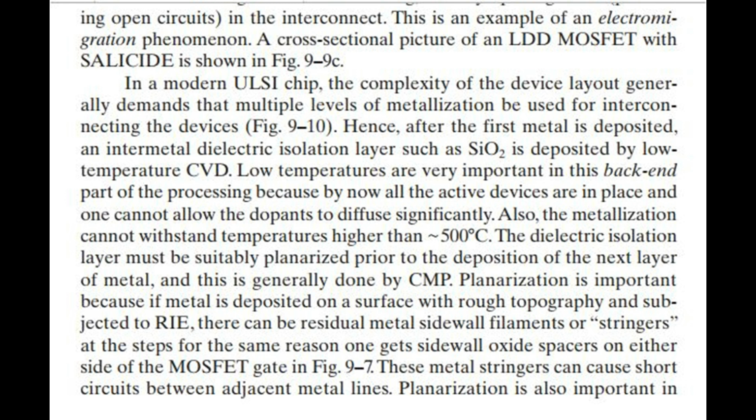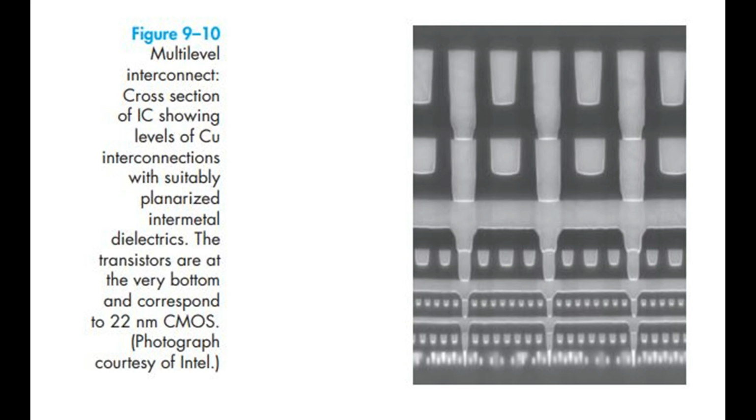The dielectric isolation layer must be suitably planarized prior to the deposition of the next layer of metal, and this is generally done by CMP. Planarization is important because if metal is deposited on a surface with rough topography and subjected to reactive ion etching, there can be residual metal sidewall filaments or stringers at the steps. For the same reason one gets sidewall oxide spacers on either side of the metal oxide semiconductor field effect transistor gate in Fig 9.7. These metal stringers can cause short circuits between adjacent metal lines. Planarization is also important in maintaining good depth of focus during photolithography.